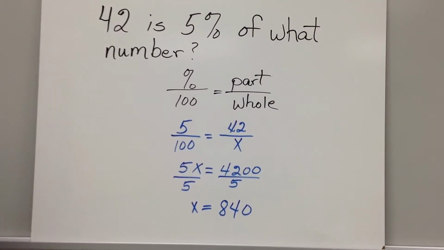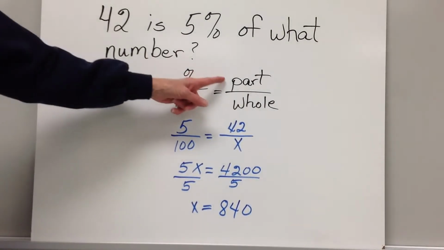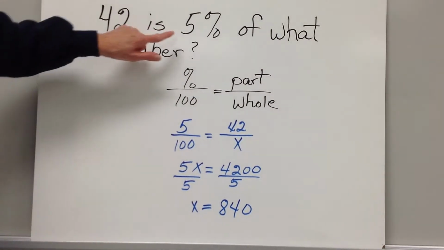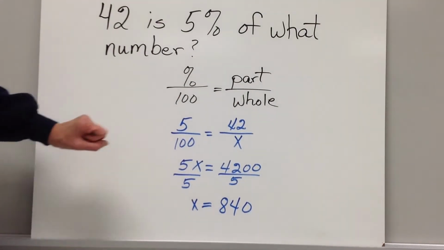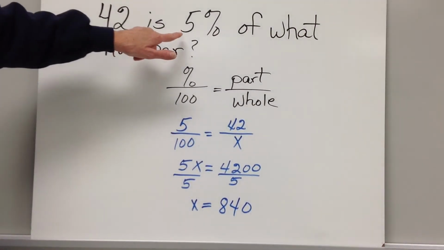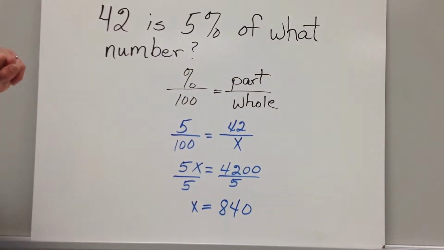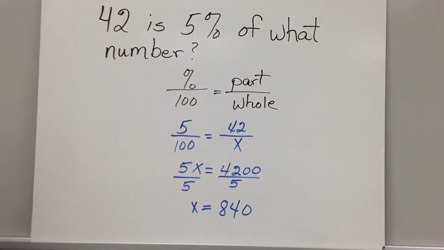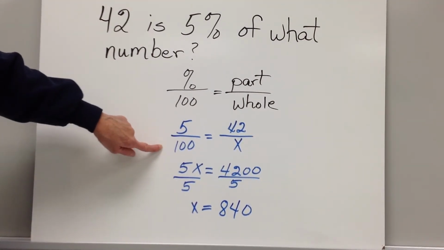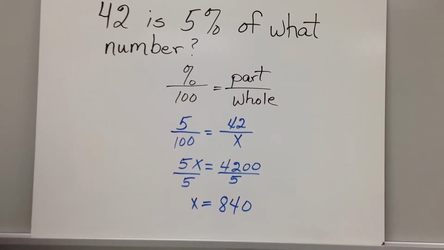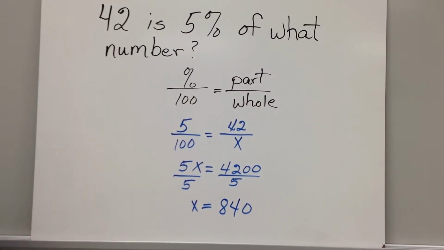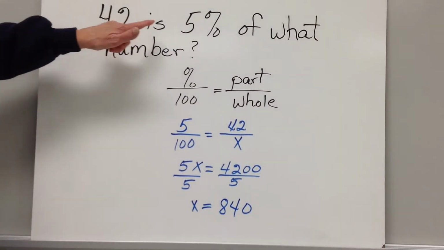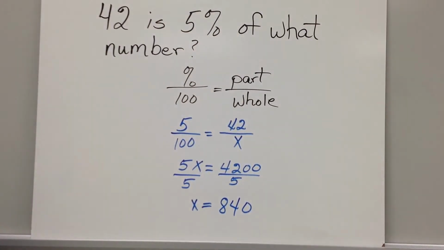If your problem said 42 is 5% of what number, you would write your formula again. And then you would say, well, 5%, that means 5 goes in place of the percent. 5 over 100 equals, it says 5% of what number? I don't know the number, so I put x. So 5 over 100 equals 42 over x. Do cross products, solve it out. X is 840. That means that 42 is 5% of 840.